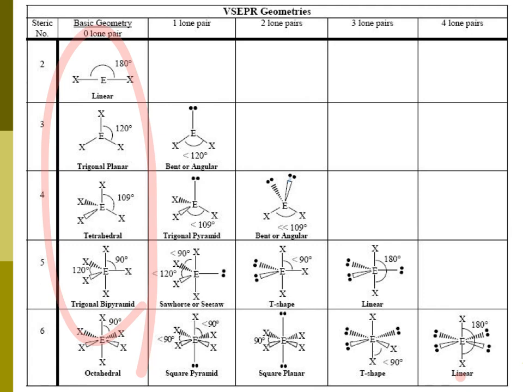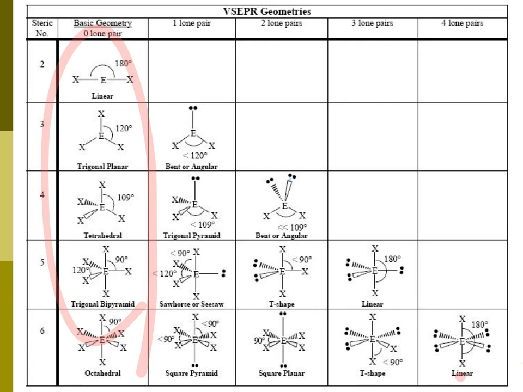If there are three charge centers, it's based off the trigonal planar shape. If there are four charge centers, it's based off the tetrahedral shape. If there are five charge centers, it's based off of the trigonal bipyramidal shape. And then if there are six charge centers, it's based off the octahedral shape. That's the basis. You should also know the basis of the angles.